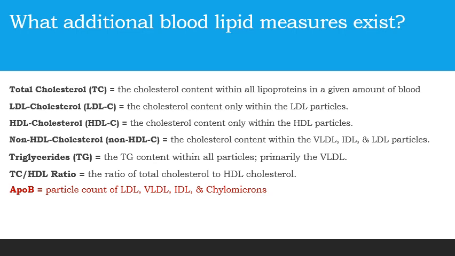Every chylomicron, VLDL, IDL, and LDL each have one ApoB on their particle. So if we can count the number of ApoBs, we can count the number of these particles. 98% of all of these ApoB particles are LDLs. So this test is primarily counting our LDL particles.